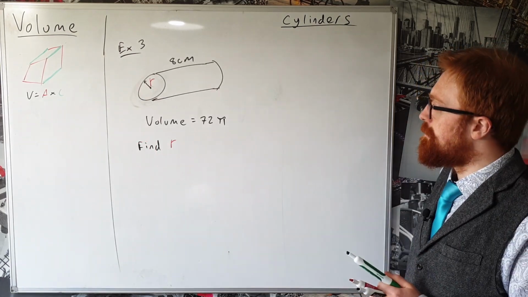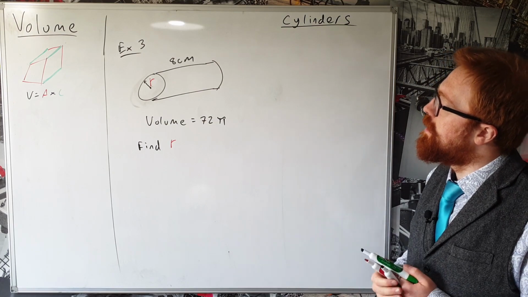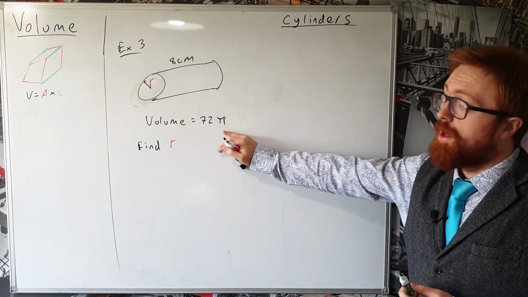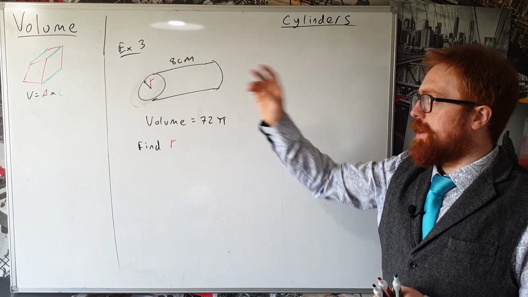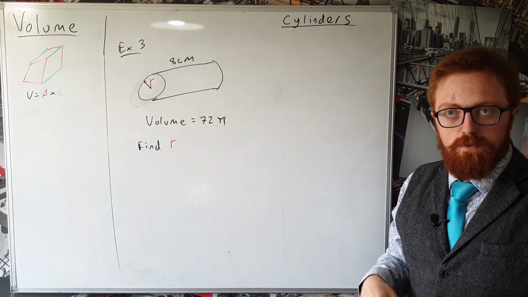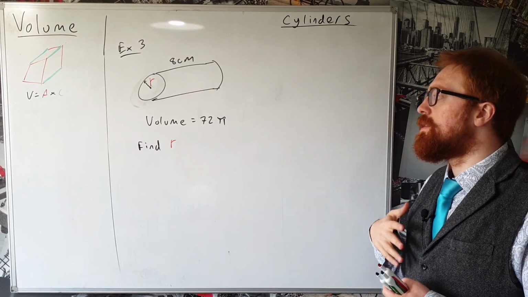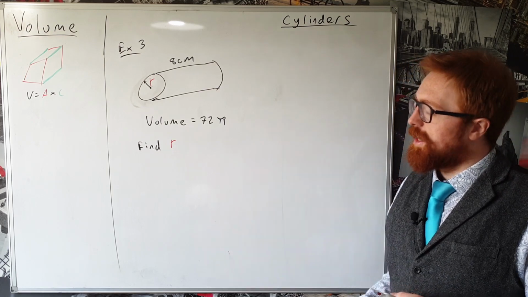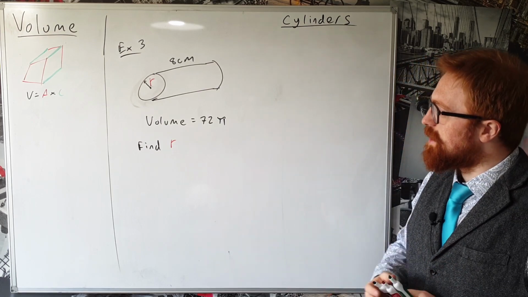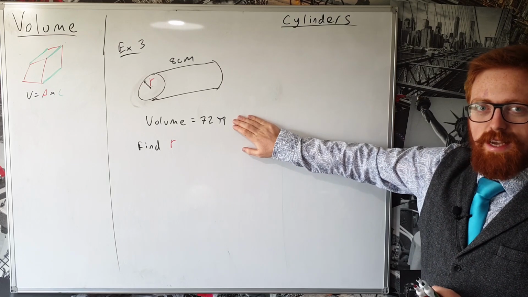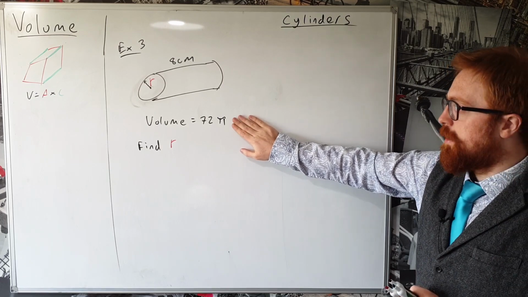Okay, so last example now. So in this question, we're told the volume, and we have to work backwards to find out what the radius is. So with all of these work backwards problems, the method is the same. We need to think, how did the person writing this question arrive at this answer of 72 pi?